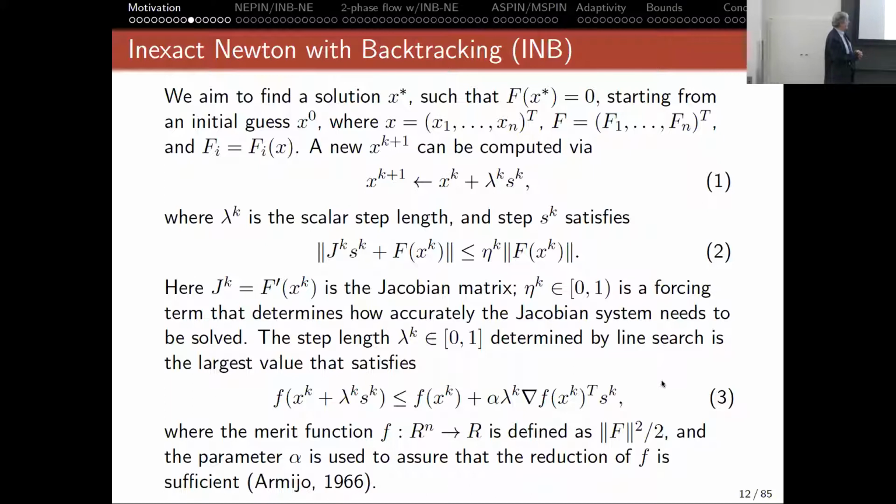And this actually, the backtracking goes back to Armijo in 1966, a 3-page paper, one of those classic papers that really defines the future of a field, in terms of adjusting the magnitude of the Newton step in order to find a globalization.